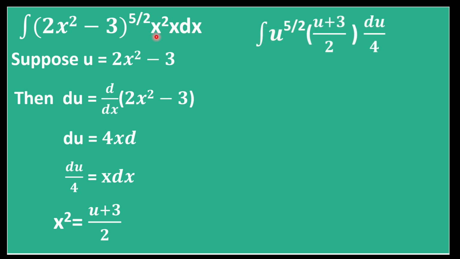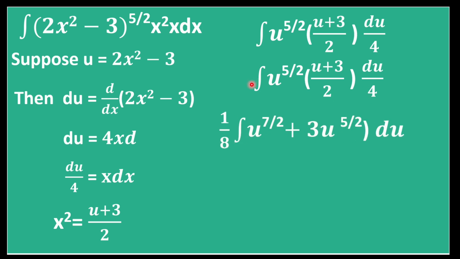And similarly, we will put x² equal to (u + 3)/2, and similarly we will put x dx equal to du/4. And now we will multiply this u^(5/2) with these two values, and we will multiply this 2 and 4. So 2 times 4 equals 8. So this will come out of the integration, so this will become 1/8.